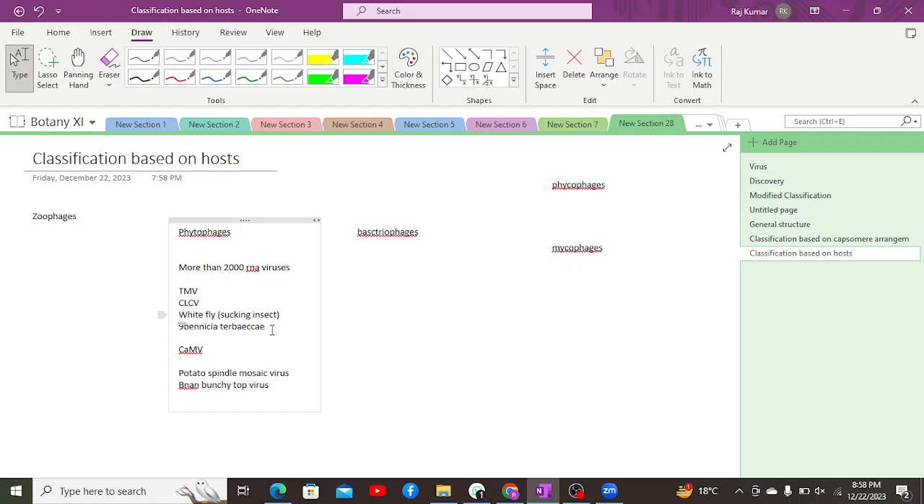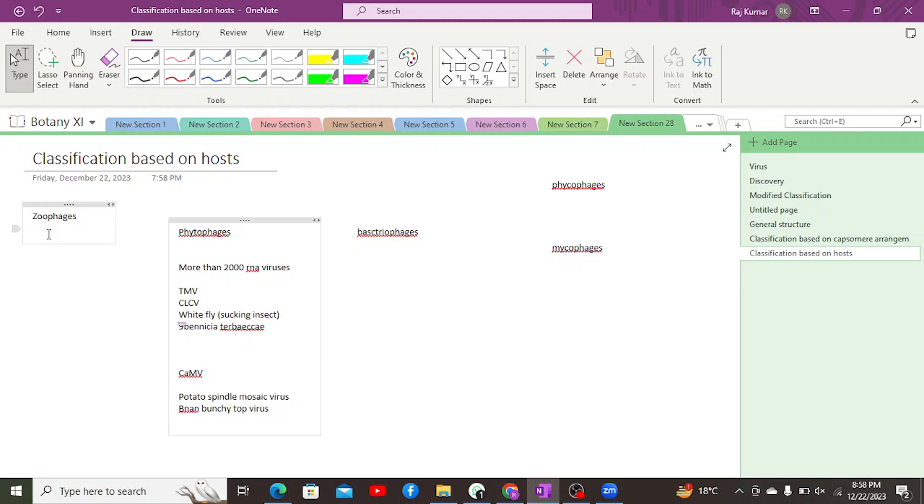And when it comes to white fly, the cotton leaf plant, the leaves of the cotton plant, as a result of which it causes to spread virus. The cotton leaf plant, it causes infection.